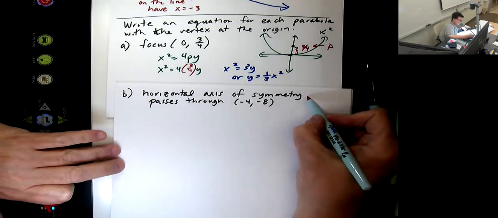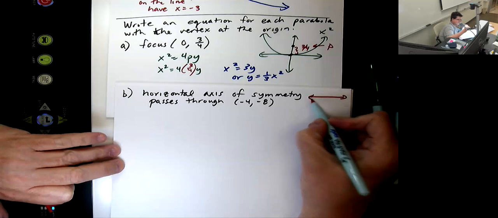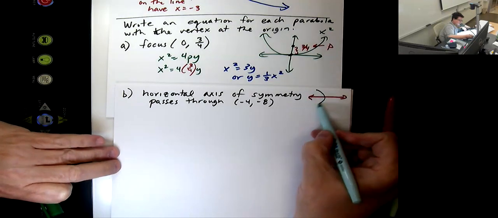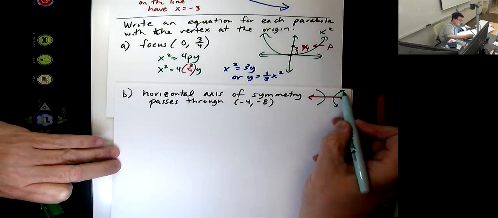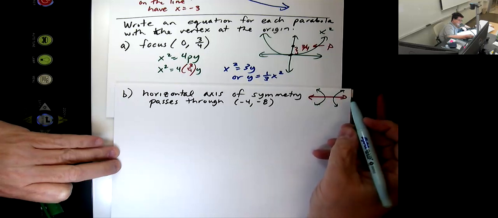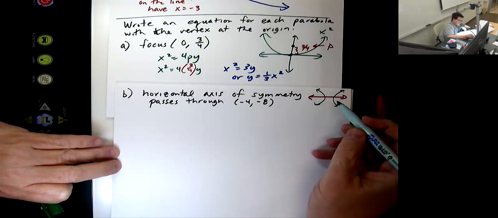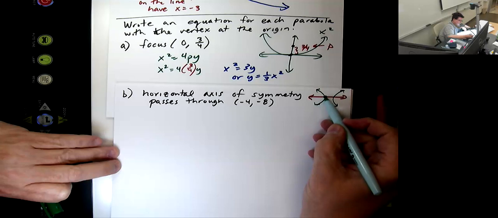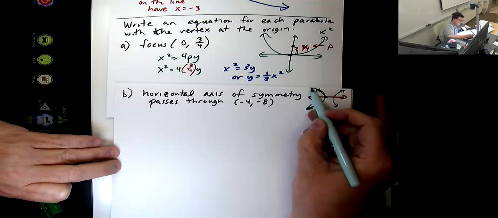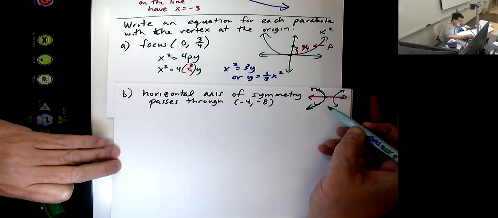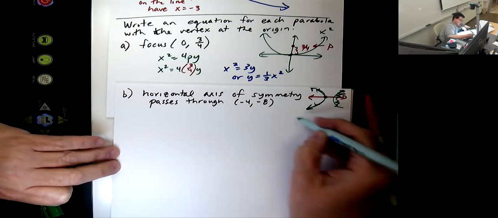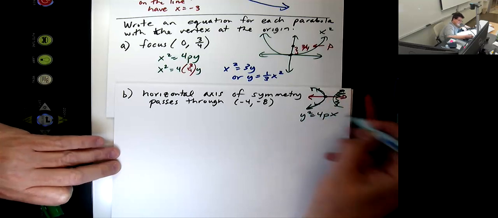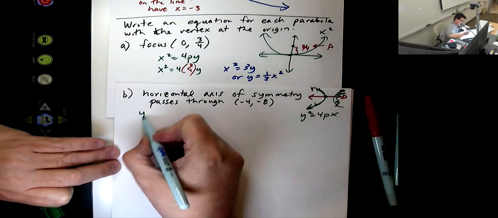Now, first thing tells me that's my axis of symmetry. It's a horizontal one, which means we either have one that opens to the left or something that opens to the right. We don't know which one yet. The fact that it's going through -4, -8 makes me think it's opening to the left. This is the shape where we have a y squared. y squared equals 4px. So we'll start with that.